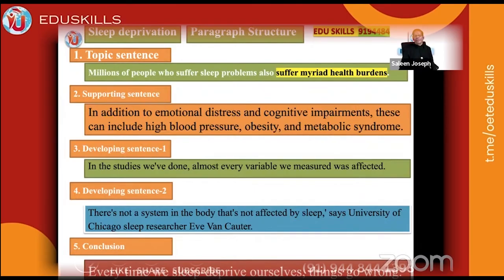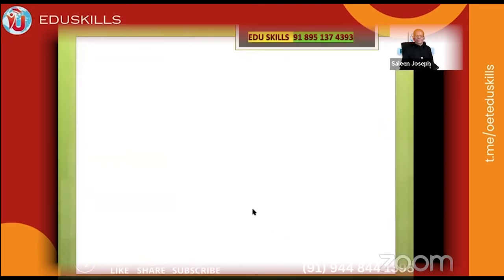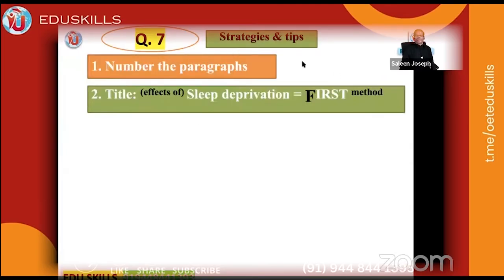This is how you have to do the analysis of the text as well as audio. The script of the audio has to be analyzed, or you can listen and write down this analysis as you listen to the audio. What you have to do for these questions, the strategies and tips you have to be aware of: number the paragraphs. Before you start reading the text, number 1, 2, 3, 4, 5, 6, 7, 8, whatever paragraphs you have. Then the title, effects of sleep deprivation.